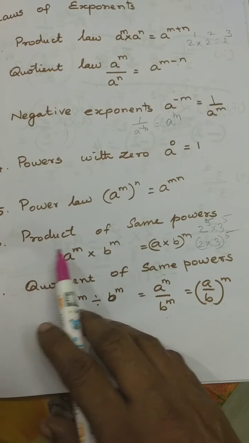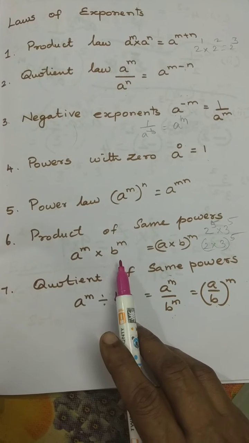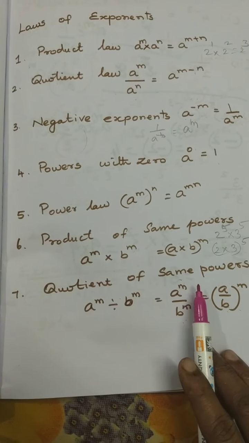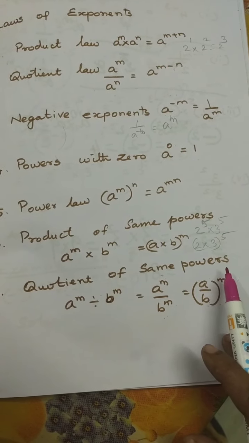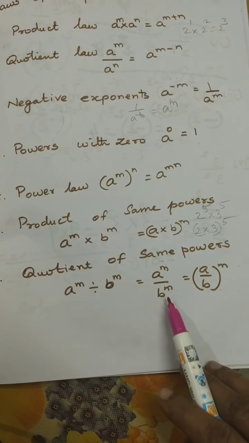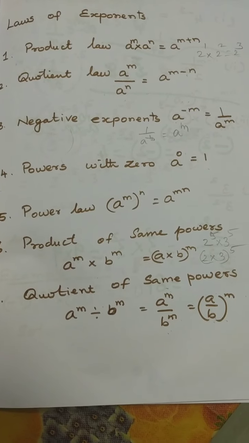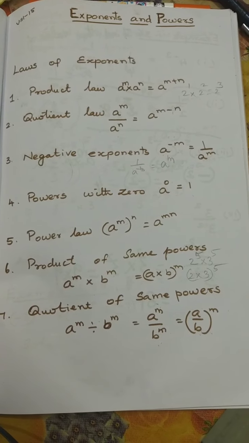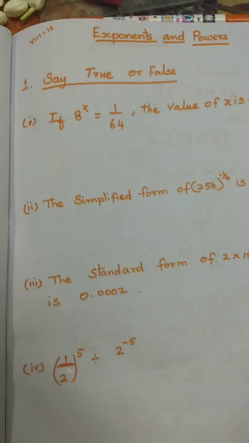Next one, product of same powers. A power m into b power m is equal to a into b the whole power m. Then seventh one, quotient of same powers. A power m divided by b power m is equal to a by b the whole power m. These are the laws of exponents we saw. Using that we will solve some problems.